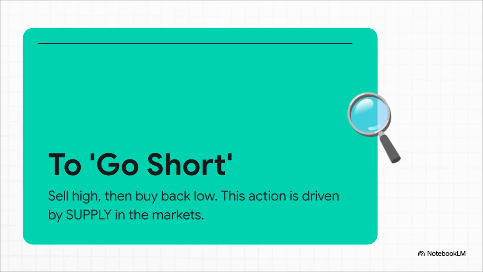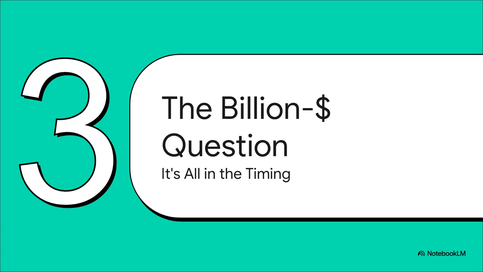Now, the second way. This one's a little weird if you've never heard of it before, is called going short. This is where you're actually betting that a price is going to fall. What you do is you borrow an asset and sell it at its current high price. Then, if you're right and the price drops, you buy it back at the new, cheaper price, return it, and you get to keep the difference. This side of the market is driven by supply. More people selling pushes the price down. Buy low, sell high. Sell high, buy back low.